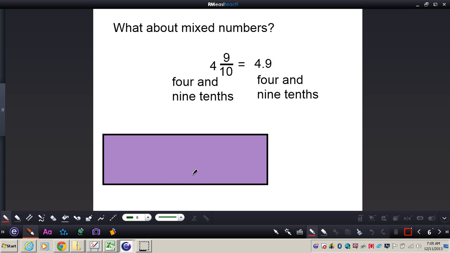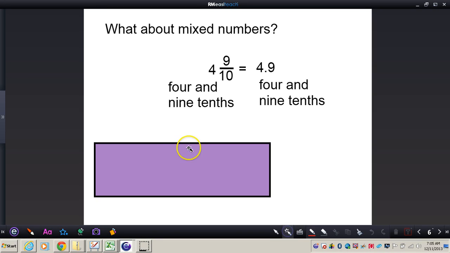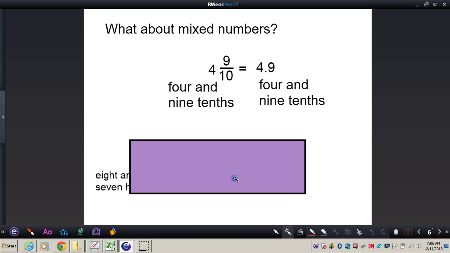Okay, now we're going to take a look at some mixed numbers. What I want you to do is to write these down with me, and just follow along and write these down as I go through them. So 4 9/10. My whole number is going to be to the left, and then 0.9 is how I write it. 4.9, just like this.